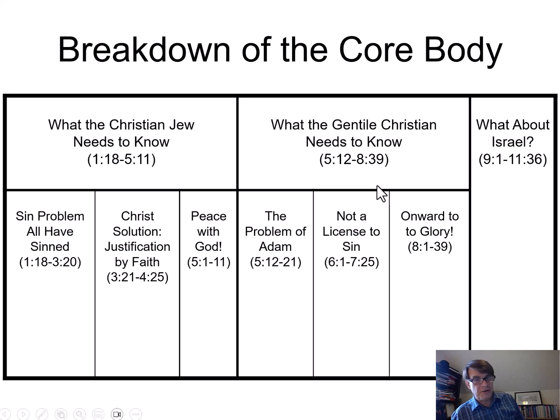The second part then, if he's addressing the Jewish objections in the first part, in the second part he's addressing the Corinthian type Christian. And that is the Gentile who says, yeah, that's right, I'm not under the law. I can do whatever I want. And Paul says, well, you may not be under the law, but that doesn't mean you can do whatever you want. And so I've titled this section as what the Gentile needs to know.